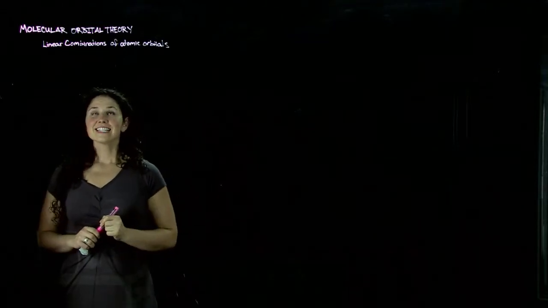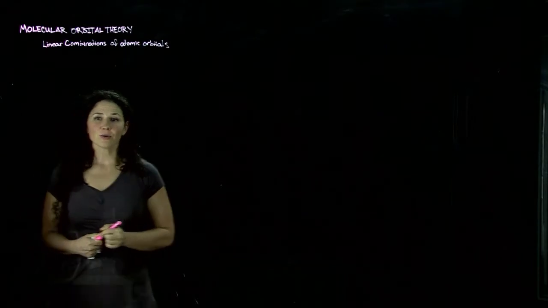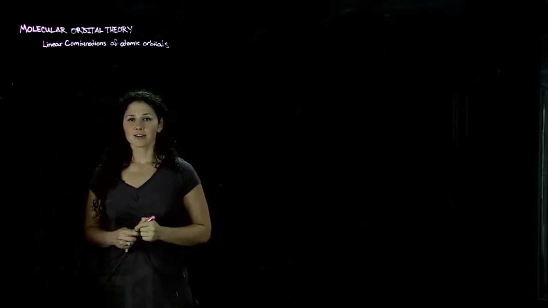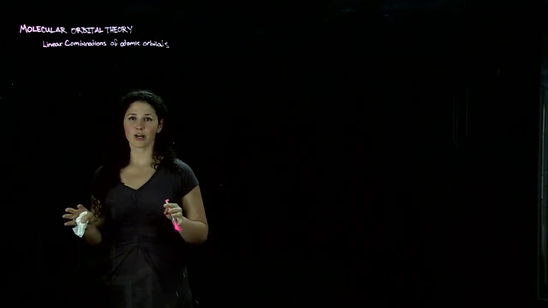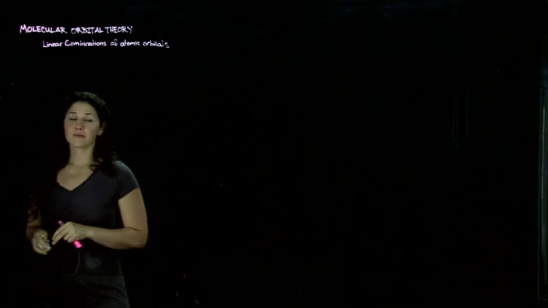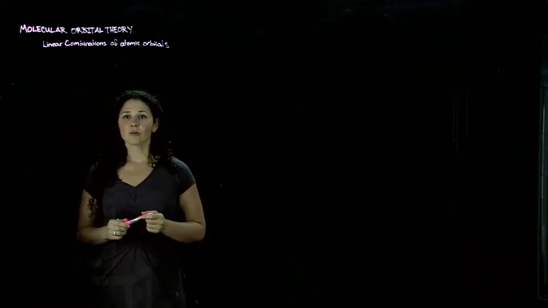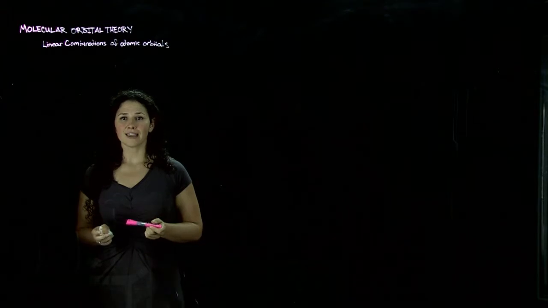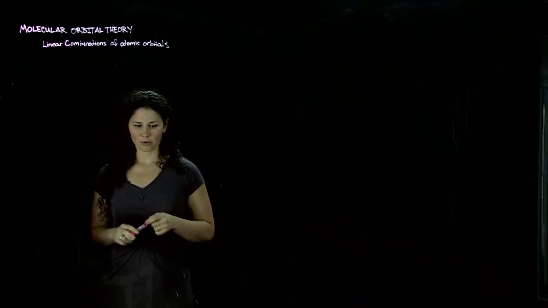Hi, this is an introduction on molecular orbital theory. So molecular orbital theory really just takes atomic orbitals and combines them into molecular orbitals that are spread out over the entire molecule. And the way that we say that in mathematical terms is that we're taking atomic orbitals and we're linearly combining them. So we're adding and subtracting atomic orbitals to make molecular orbitals.